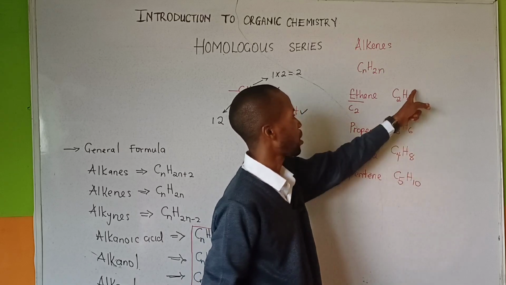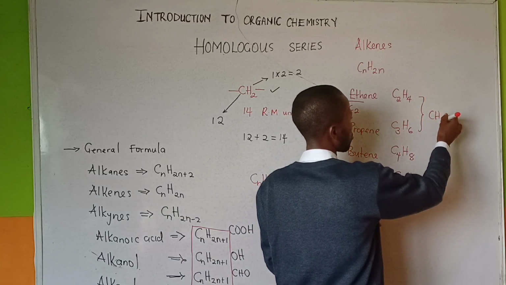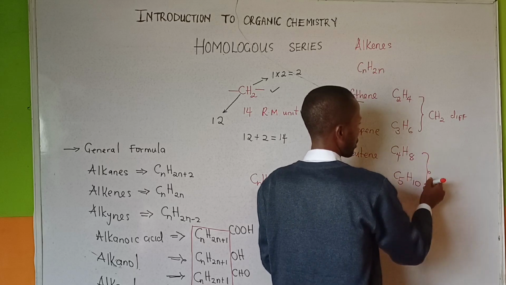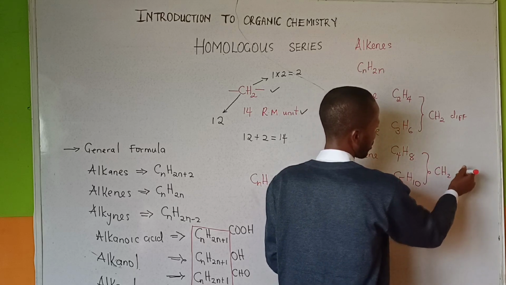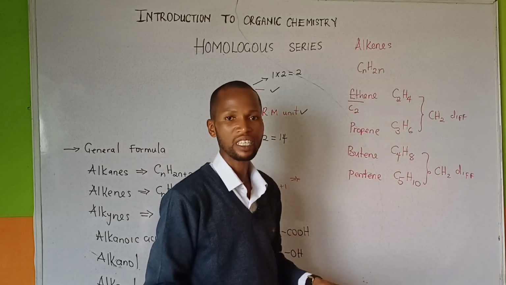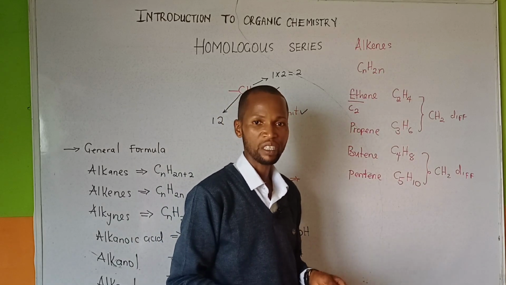Okay, so the difference between this and this is what? CH2 difference. CH2 group difference. So kindly take note of that. Successive members differ from the next by a CH2 group or relative molecular mass unit of 14.